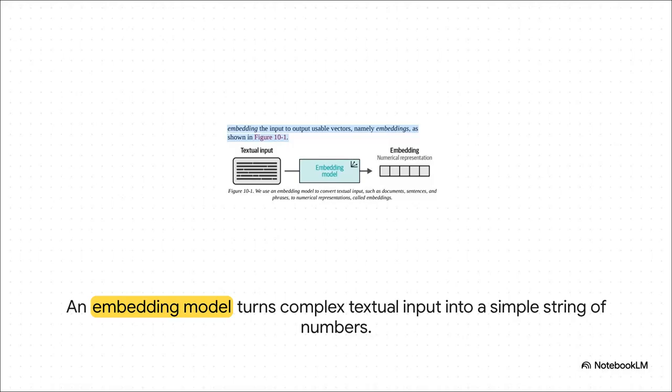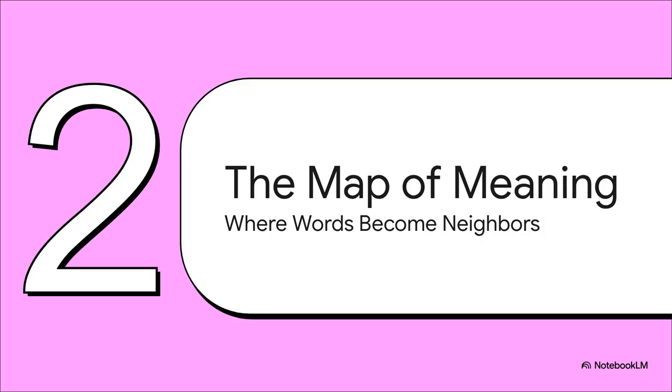This image here shows it perfectly. You've got your text, it goes into this special AI called an embedding model, and poof, out the other side comes this neat, tidy string of numbers. That's your embedding. The model does all the heavy lifting, figuring out exactly which numbers are the right ones for the right words.